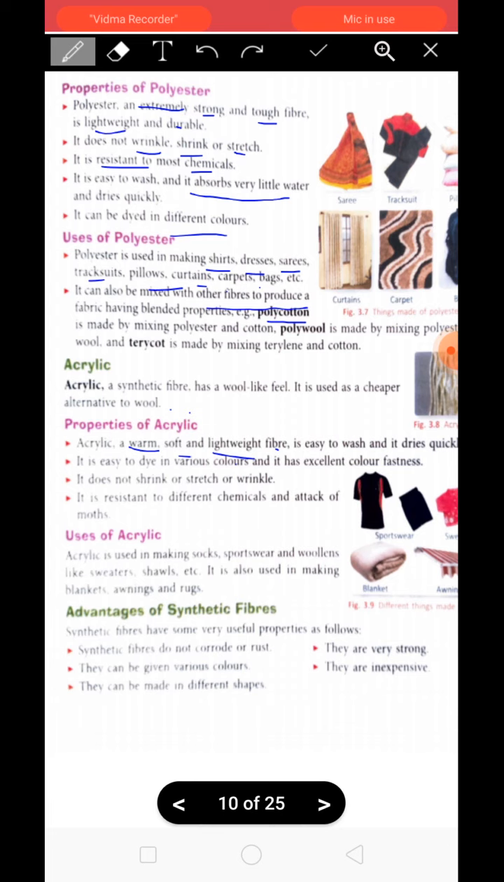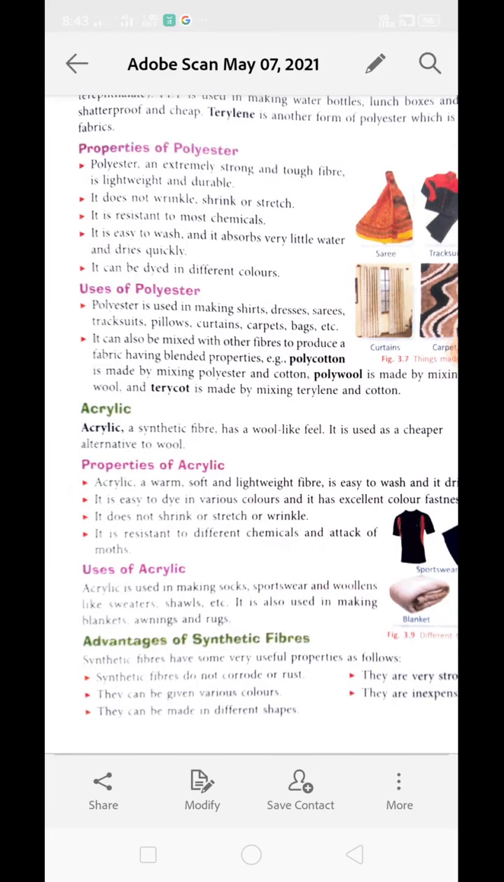Now it does not shrink or stretch or wrinkle. If we use natural fiber, it shrinks and wrinkles very easily. But when you use a synthetic fiber, it does not wrinkle very easily, it does not shrink, neither is it stretched. It is resistant to different kinds of chemicals and attack of moths. As I have explained, these are made up of petrochemical substances, and no living organism gets food from these petrochemical substances. Understood?